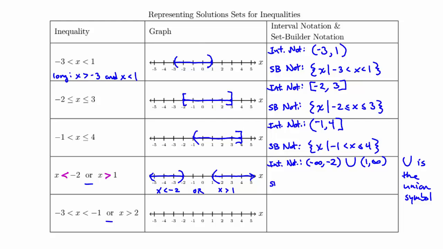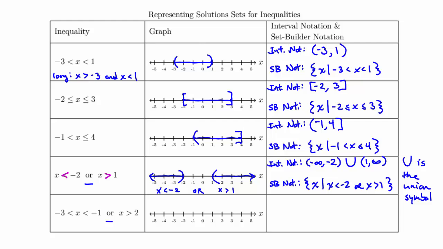To write this in set builder notation, this will be very similar to the other ones. I'm going to take the set of x, write my such that sign, and then in here I will simply write x less than -2 or x greater than 1. There's no way that I can combine this into anything smaller, so I simply put that statement including or in there.